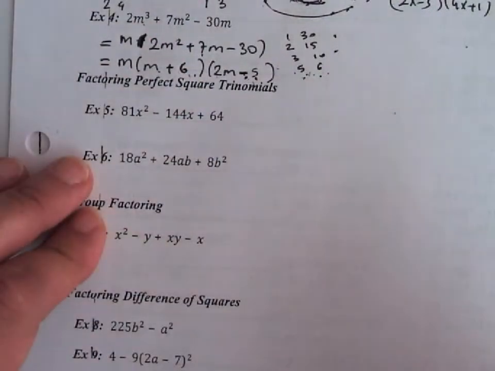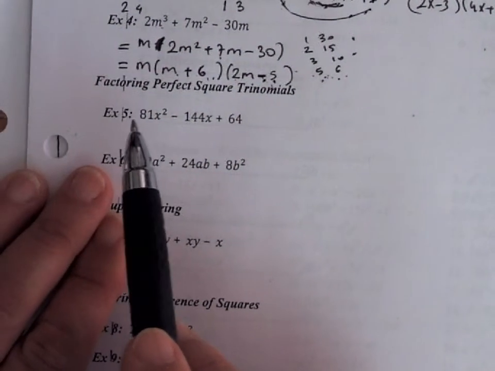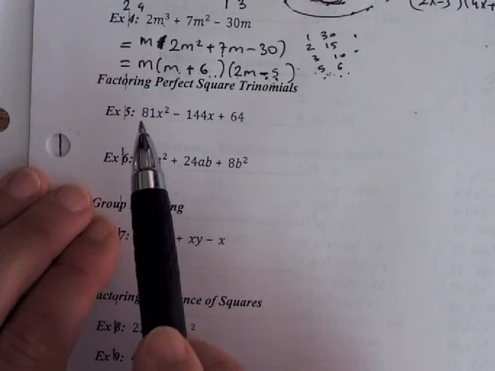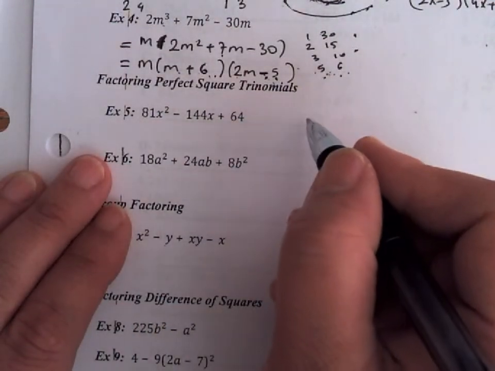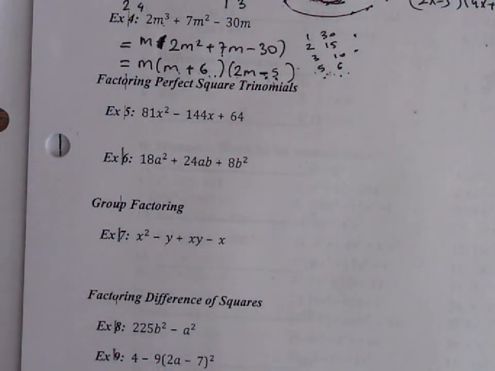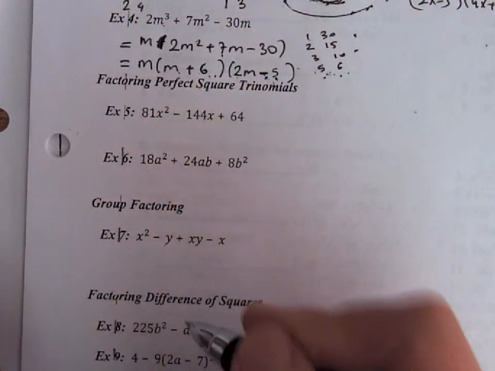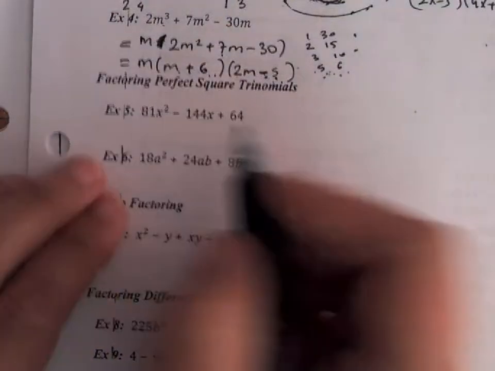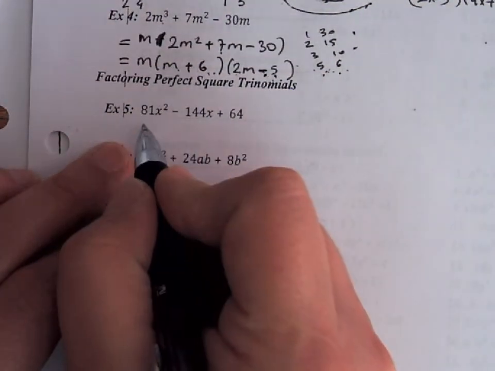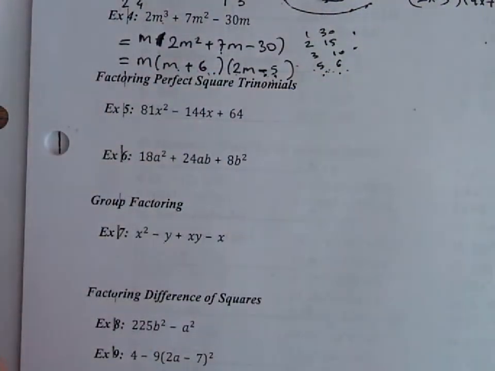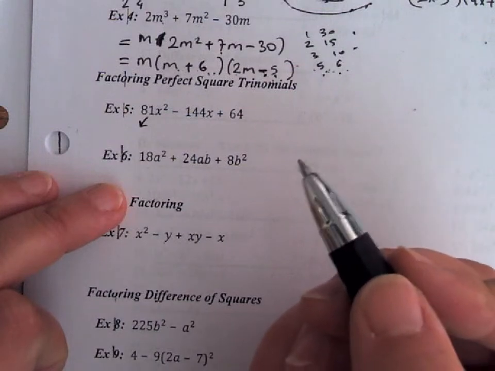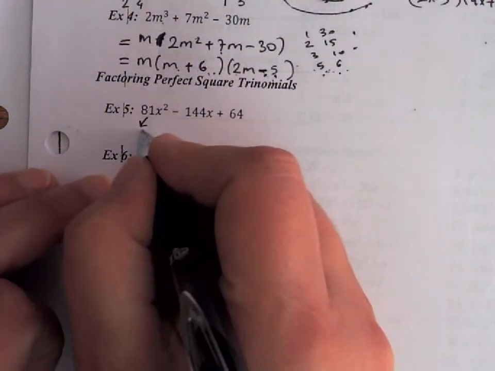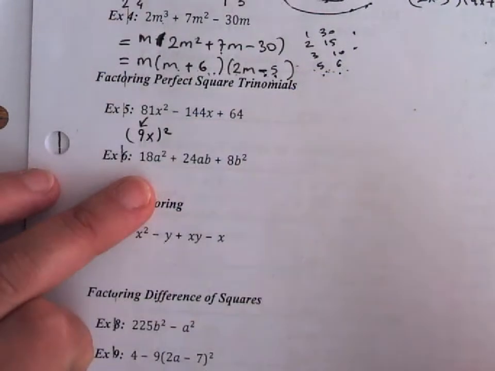Alright, so these are factoring trinomials. So next one is factoring perfect square trinomials. Okay, so that means you are gonna get a square of a binomial, right? So when you factor it, you're gonna get the square of a binomial. So check, is the leading term a perfect square? Looks like 81x squared is a perfect square. So that is 9x squared.